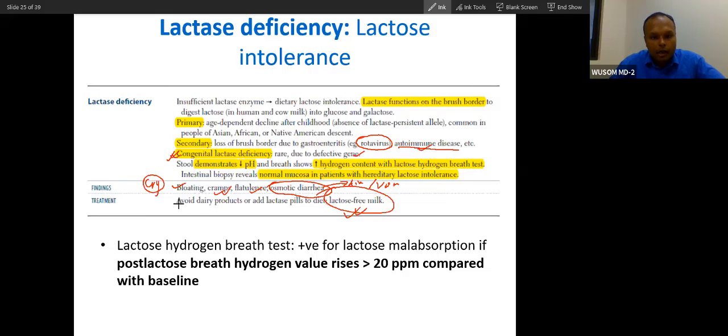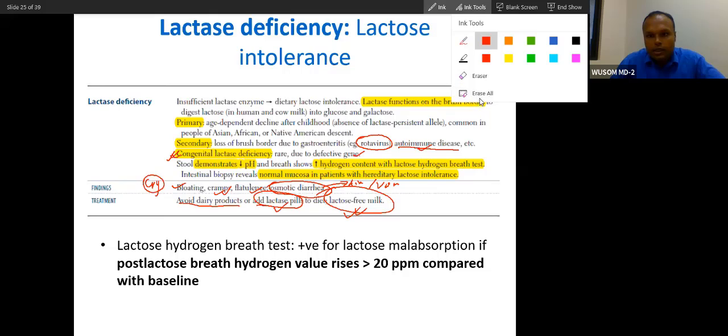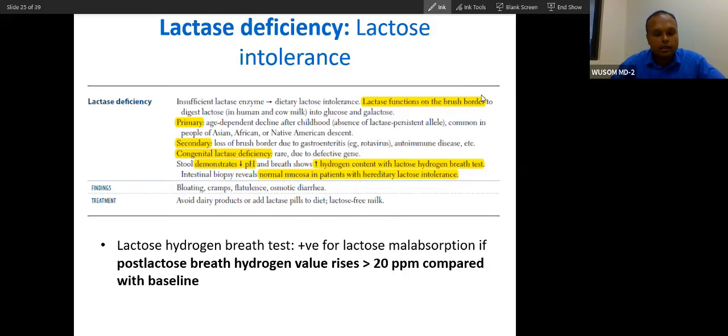What is the treatment? Avoid dairy products. Add a lactase pill. You supplement lactase, and then avoid dairy products, and to the baby give lactose-free milk. So avoiding lactose is the treatment.